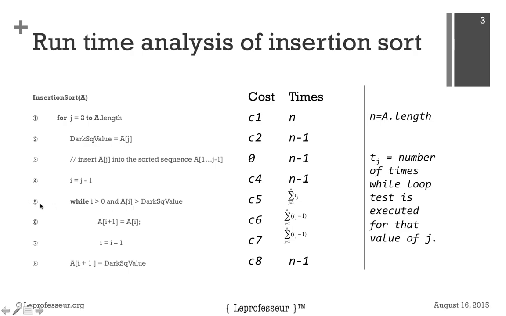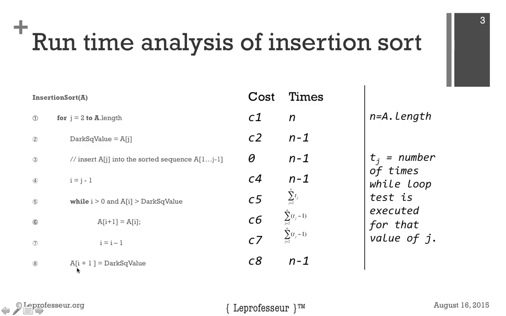Now the while loop is tricky. At statement number 5, this test condition will be executed by this expression: the summation of all the tj from j equals 2 to n. Now the statements within the while loop body will be executed by this expression. I hope you can see it clearly.